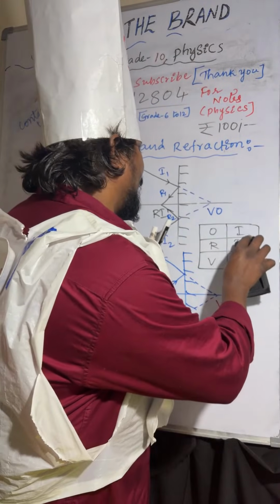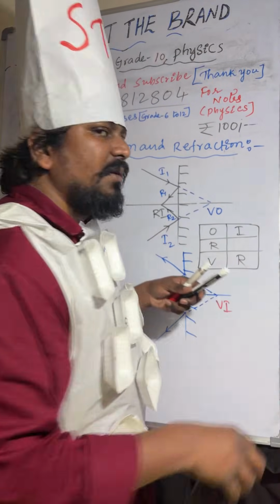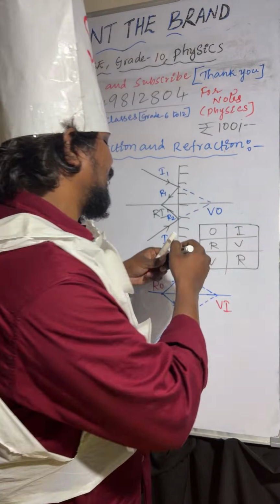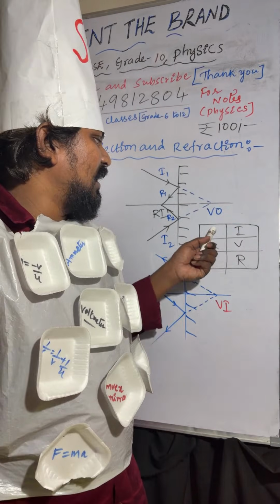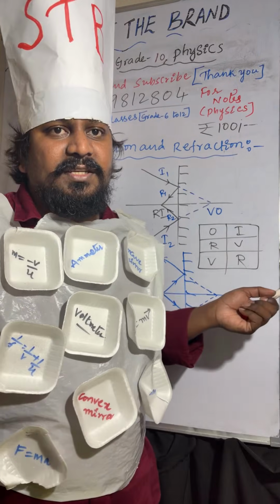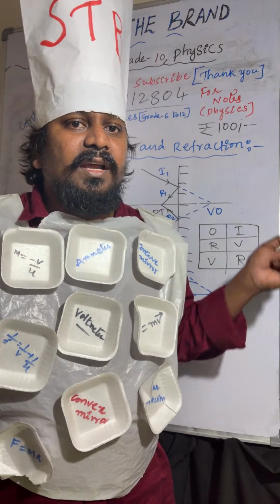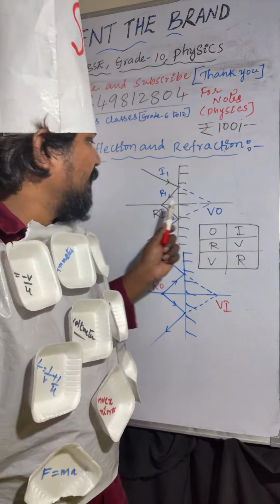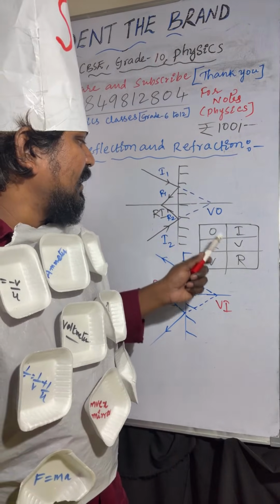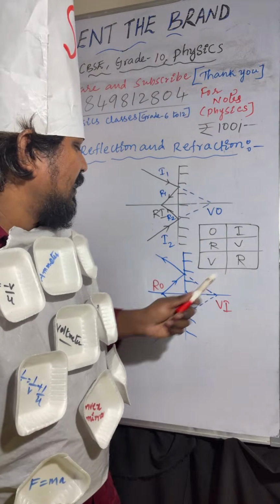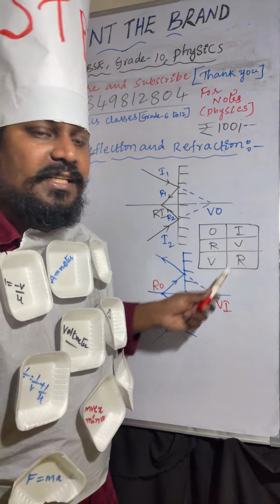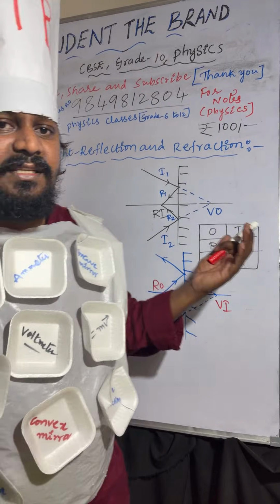Image is virtual. Here, object is virtual, image is real. Image is real. So here you can observe this diagram. Object is virtual, image is real. In this case, real object, image is virtual. That's enough.